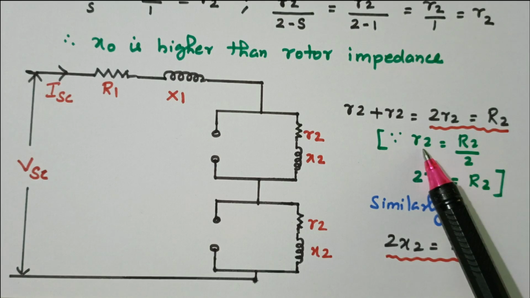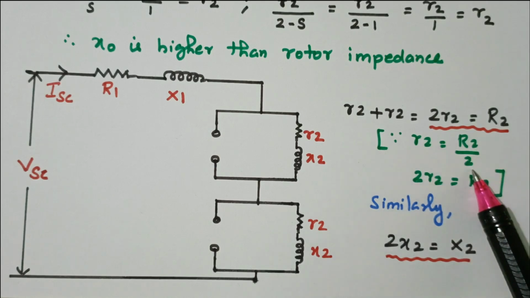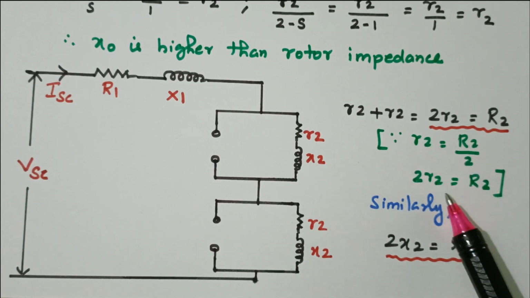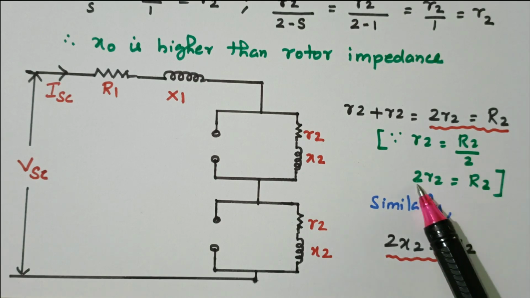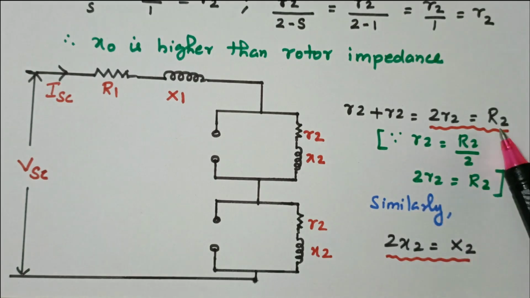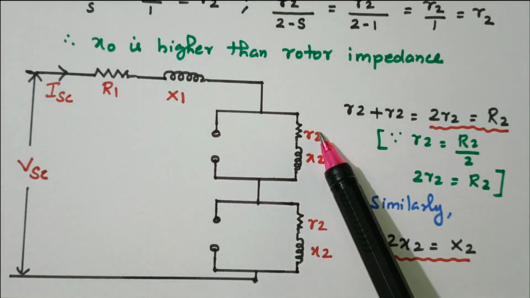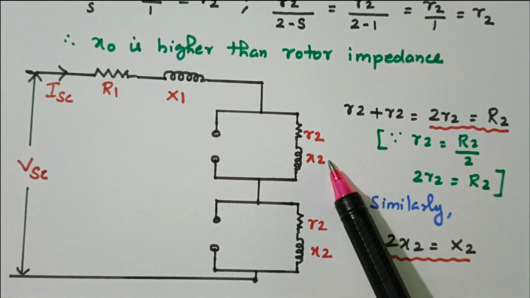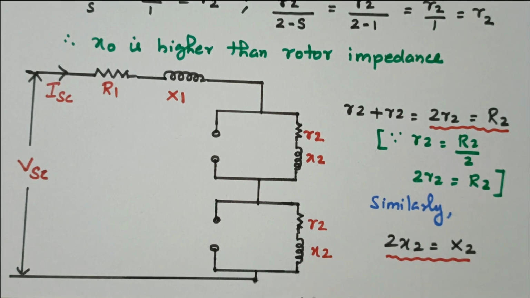You know that small r2 equal to capital R2 divided by 2. So capital R2 equal to 2 times small r2. So 2 into small r2 can be written as capital R2. Similarly, 2 times small x2 can be written as capital X2. So now we calculated R2 value and X2 value. This X0 is neglected. These R2 are added together, the X2 are added together. Now we'll go for the further readings.